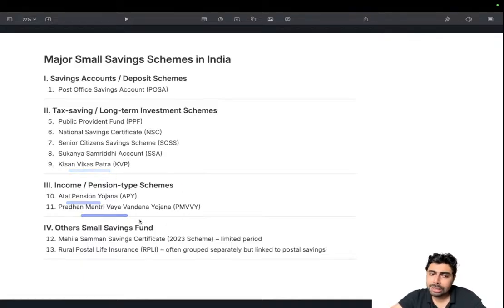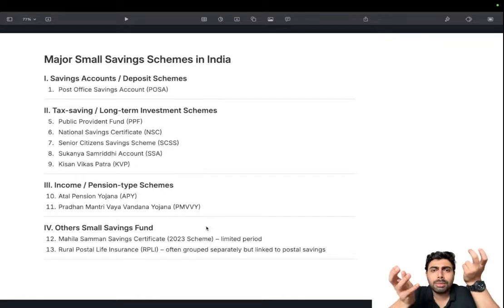These are income and pension type schemes. People pay money for a certain time, and after a particular age they get it as pension. So this is how the government can borrow money from people, and at the same time people also benefit from it. These are the kinds of small saving schemes the government offers, and the government is essentially borrowing money from people.